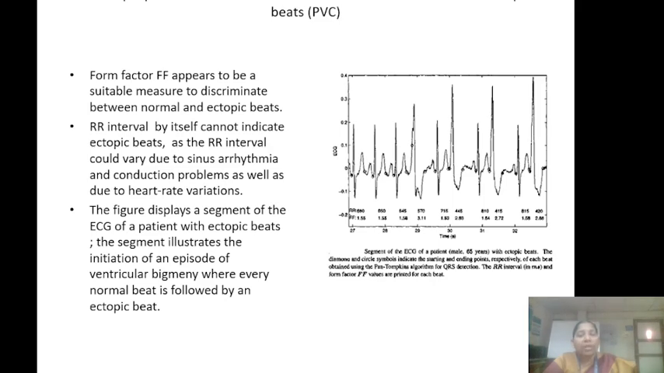The R2R interval is the time interval between the R wave of one cycle of the ECG to the R wave of the next cycle. If there is any variation in the R2R interval, it leads to sinus arrhythmia or some kind of arrhythmia. In this picture, an ECG waveform, the R2R interval and form factor have been calculated and the values are displayed. This is an ECG waveform of a 65-year-old male patient who has an ectopic beat.